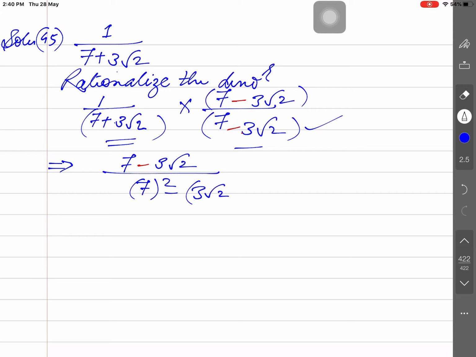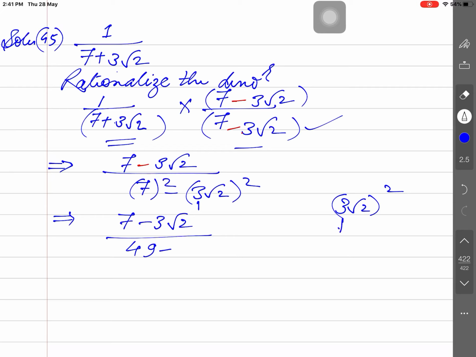Okay guys, after some days you will just start writing the answer directly, because you will be perfect in the rationalizing process. 7 square means 49, and 3 root 2 square is the square of both terms: 3 threes are 9 into root 2 twice, and 9 twos are 18. So it is 7 minus 3 root 2 divided by 49 minus 18. How much is this? 49 minus 18, tell please. 31.